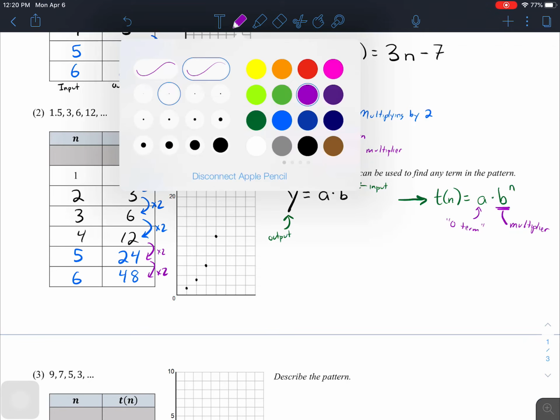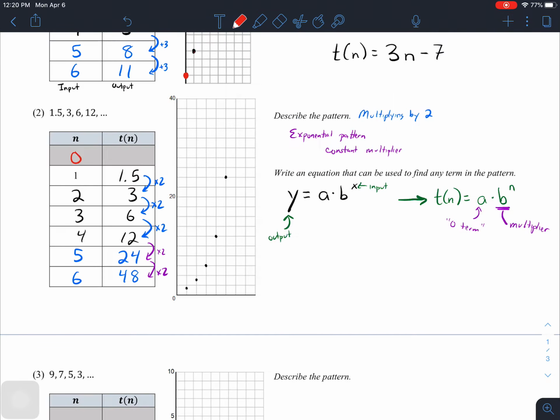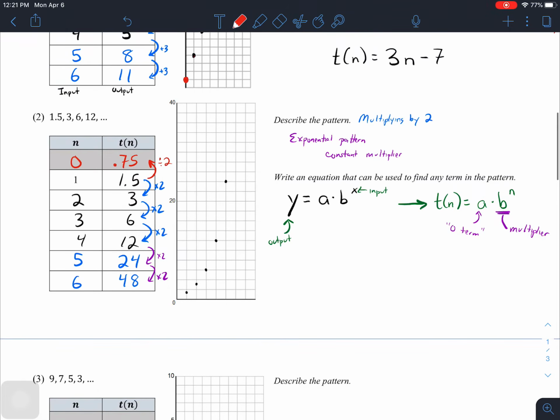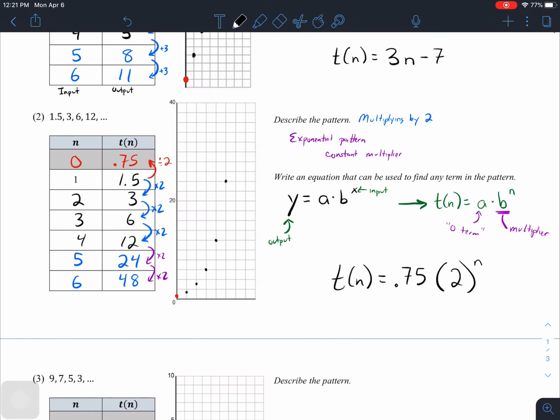a is your zero term. It's your starting point. And again, I don't have it, but if I know how to go forwards, I should know how to go backwards. If multiplying by 2 goes forward, then dividing by 2 is going to go backwards. So in this case, 0.75. And so I can even plot that here. So we'll say that's 0.75. So I can write the equation. t of n is going to be my zero term, my starting point, 0.75, times my power, 2 to the n. So there is the equation of the sequence.